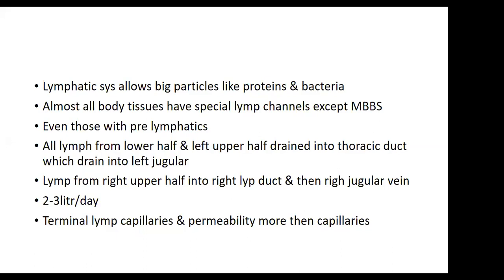Now this lymph, which is made at the rate of 2 to 3 liters per day, has to be returned to the general circulation, to maintain the volume of the blood. And number two, to clear the interstitium so that it gets rid of the excess fluid. And in this way, the proteins are also sent back to the blood.